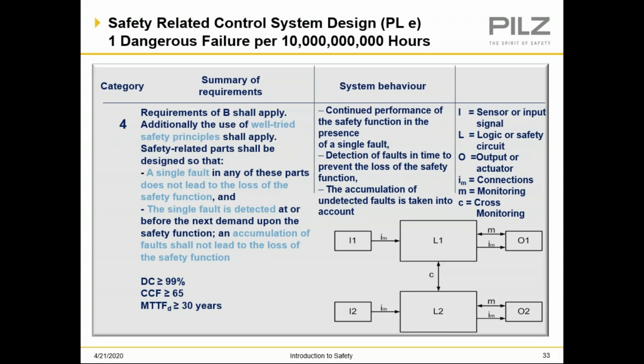Now we go to PLe. This is the maximum, for the most dangerous hazards normally. And 1 dangerous failure per 10 million hours. So same requirements as B, well-tried safety principles. A single fault in any of these parts does not lead to the loss of safety function. And a single fault is detected at or before the next demand upon that safety function. Accumulation of faults shall not lead to the loss of the safety function.